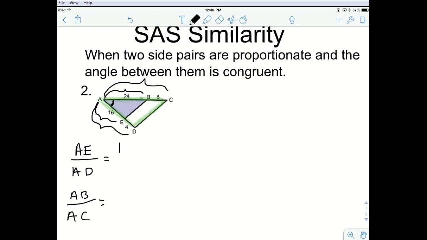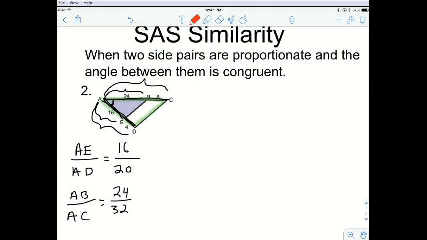AE is 16. Okay? That comes right from this side length here. But AD, we need to add 16 plus 4. That's 20. Okay? Because we have the original 16 and all the way to the end is 4. So 16 plus 4 is 20. Before we simplify that, I will add the other ones as well. AB is 24. That matches up with the entire way, which is 24 plus 8, is 32.